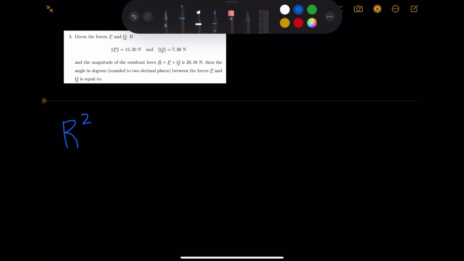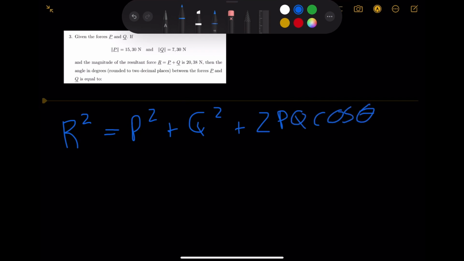So we'll start off with the formula R square is equal to P square plus Q square plus 2PQ cos theta. Now, if you read this question again, we have what R is equal to, which is 20.38. We have P and Q, which is 15.30 and 7.30. Obviously, 2 is just a constant. We have P and Q again. The only thing we don't have is this cos theta over here, right?